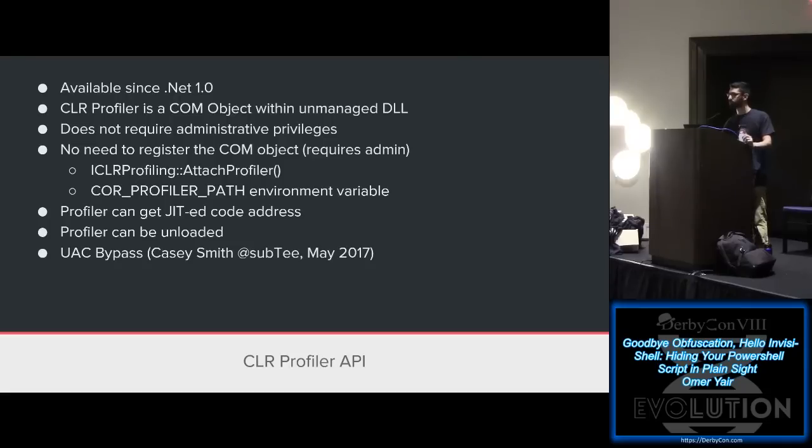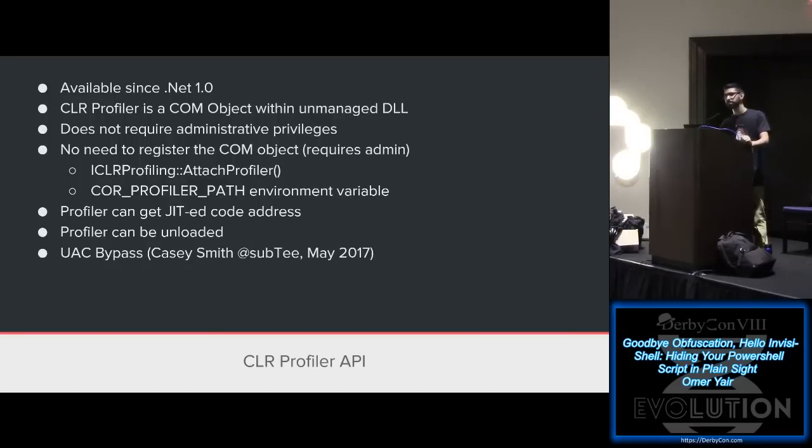There are two methods to do it. You can either call the ICLRProfiling AttachProfiler to attach it to a running process, or you can use the environment variable CLR_PROFILER_PATH that will give you the same functionality to load the COM object from a path and not from the registry of the COM objects. And the important thing is that you can get the JITed code address. This is what we want.